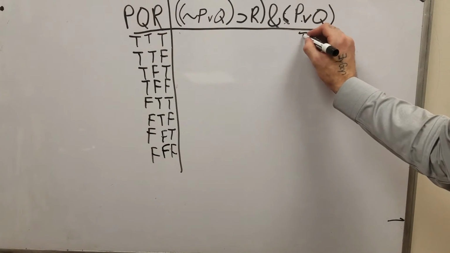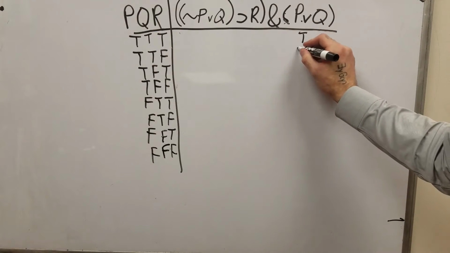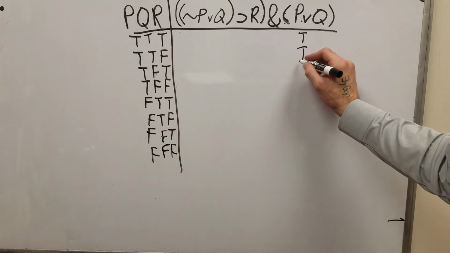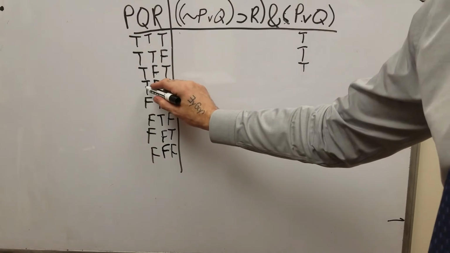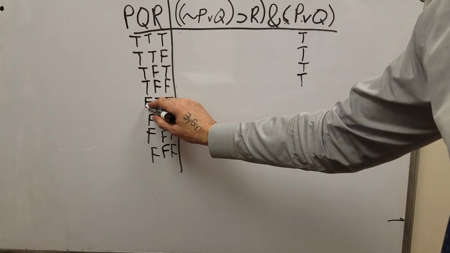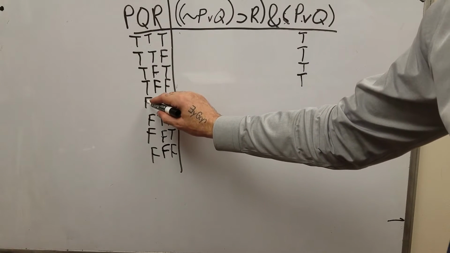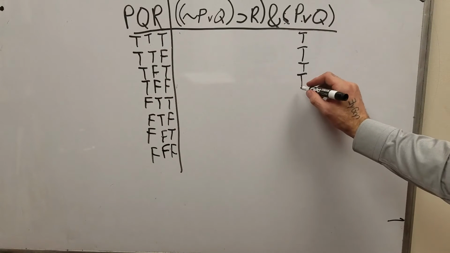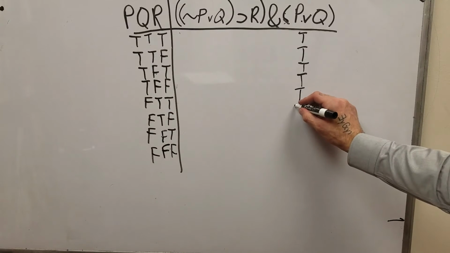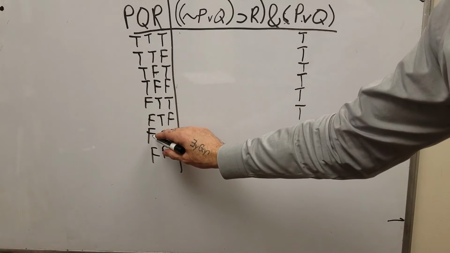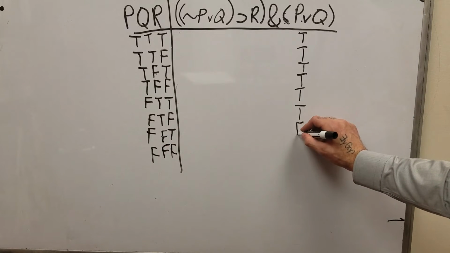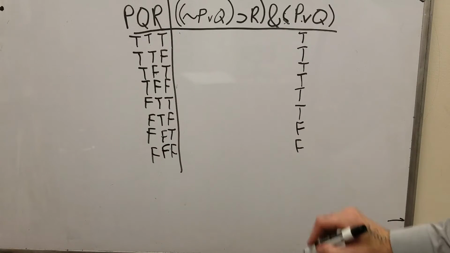So it's true on this first row. It's true on this second row. It's still true here, even though Q is false, P is true. Same thing here on the fourth row. On the fifth row, P is false, but Q is true, so our disjunction is still true. Sixth row, still true. Now, look at the seventh and eighth rows: P is false and Q is false. So on our seventh and eighth rows, this is false.